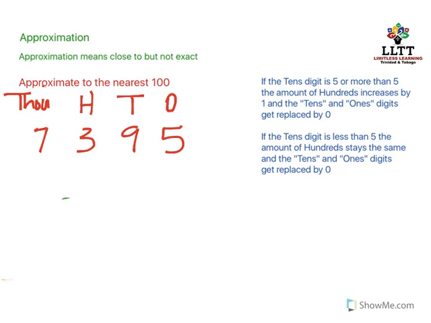I am going to look at my tens digit. My tens digit is 9. 9 is more than 5. So if I'm more than 5, what do I do again? I increase the number of hundreds by 1. So 3 plus 1 is 4. I put back my 7,000, and then my tens and ones digits get replaced by zeros. So 7,395 to the nearest hundred is going to be 7,400.